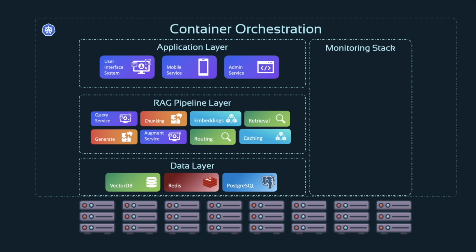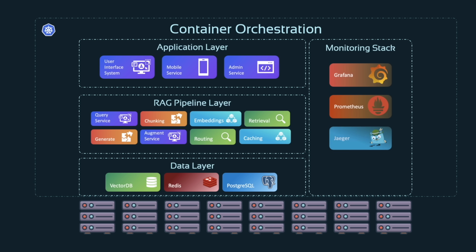And then we have our complete monitoring stack: Prometheus for metrics, Grafana for dashboards, Jaeger for tracing, and the ELK stack for logging. Now, this layered architecture separates concerns clearly. Applications handle user interactions. The RAG pipeline processes the core functionality, and the data layer provides storage. This can handle thousands of concurrent users while maintaining high availability and performance.